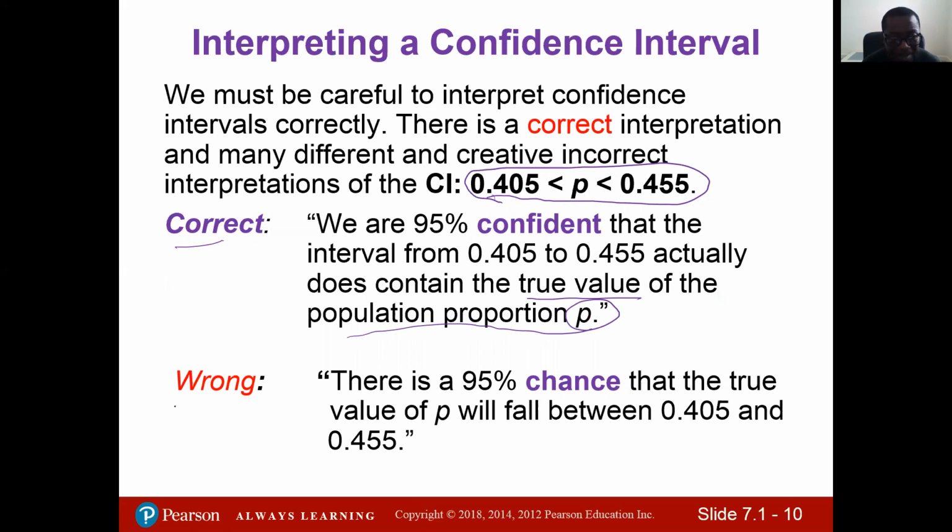The wrong interpretation is that you have a 95% chance. It's not a probability that a true value will fall into that same interval. So note how we interpret the confidence interval and the wrong way to do that.